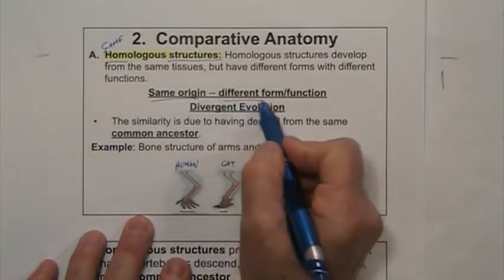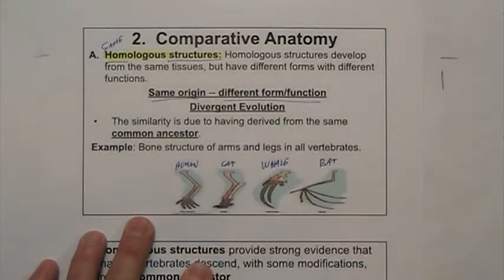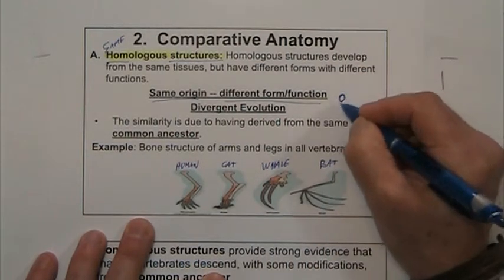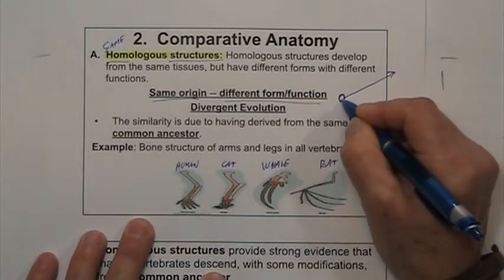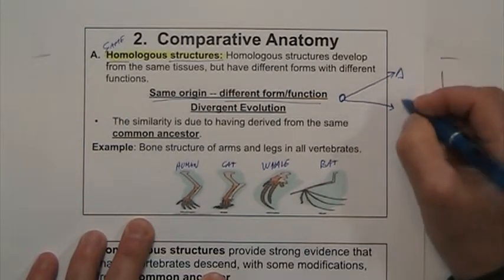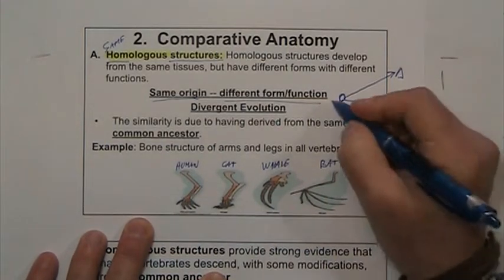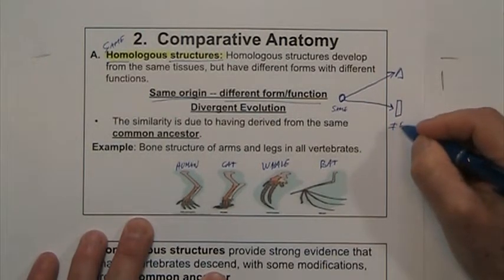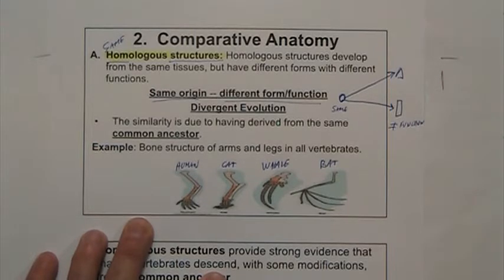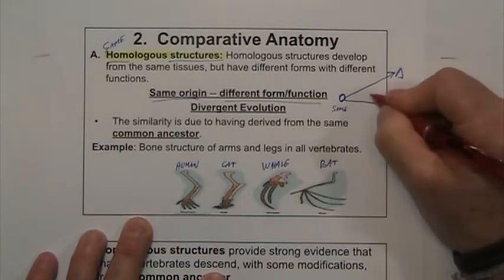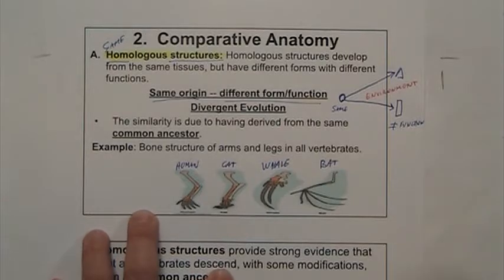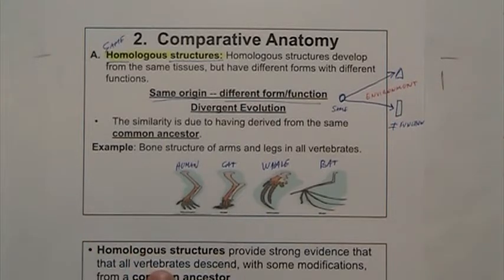Same origin, but you are going to end up with a different form or function. If you want to make a diagram to illustrate this, I would do it like this. This is the beginning, same, and then these structures are going to end up looking different, like that. Same origin, and they are going to finally have different functions. And of course, these different functions are going to be determined again by the environment through natural selection. Even though they start at the same point, they are going to end up looking different.